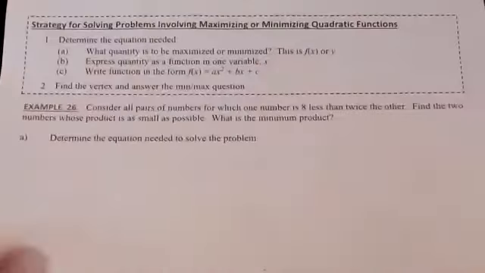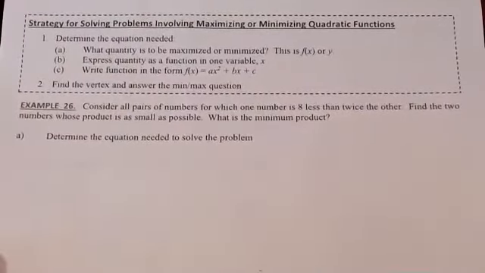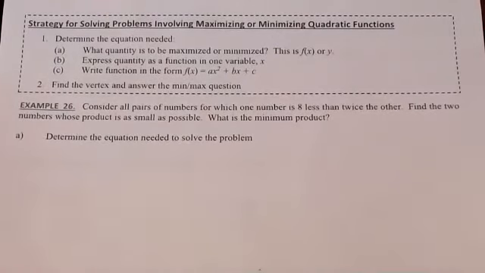So, strategy for solving problems involving maximizing or minimizing. This is actually really interesting. So step number 1 is you want to determine the equation needed. So what quantity is to be maximized or minimized, right? And you want to express that quantity as a function in one variable. You want to write the function in the form ax squared plus bx plus c, so a quadratic equation. Once you have your function in the form of a quadratic equation, you can then find the vertex and then answer the question being asked. So let me show you what I mean by this.